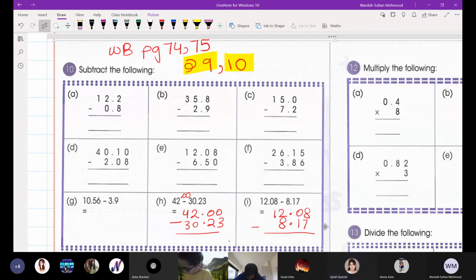Teacher, in question number 10, part C, is it important to write a 0? No, under one, no. But if the missing number is on the top, it must be. You must write 0 because then you have to borrow. Okay.